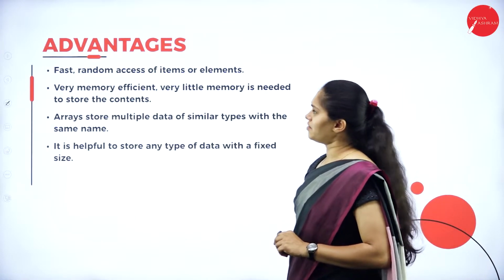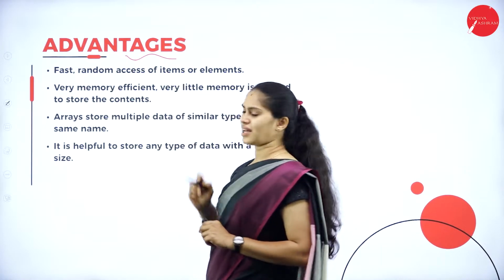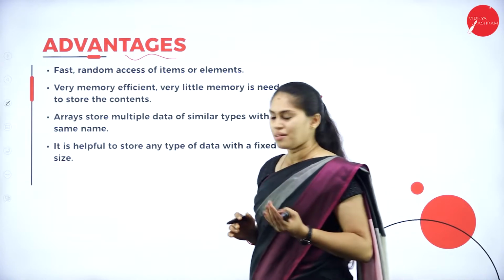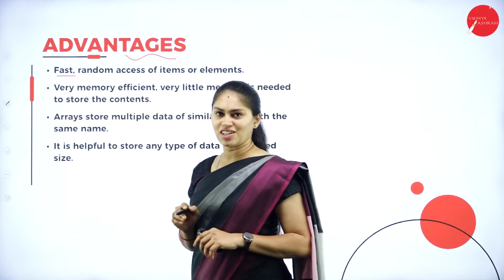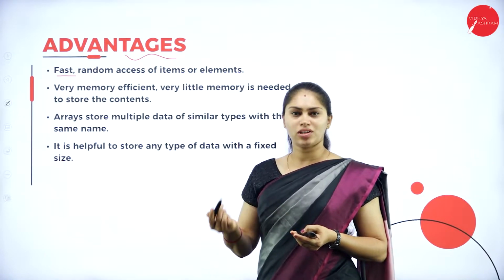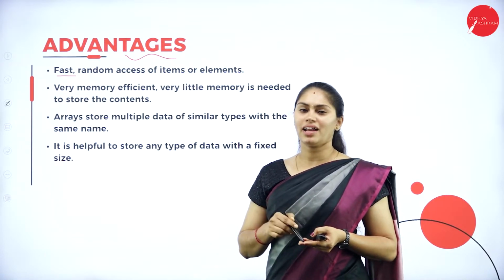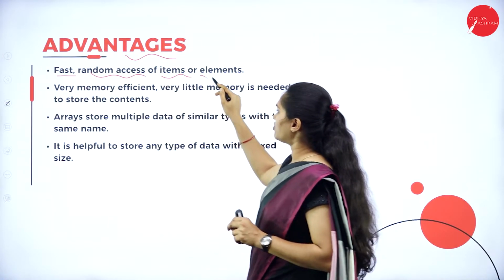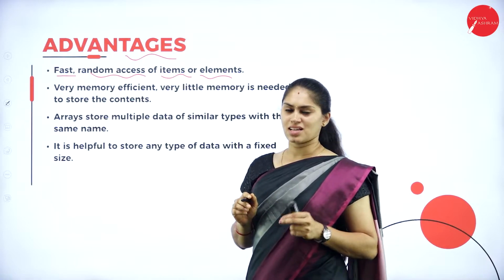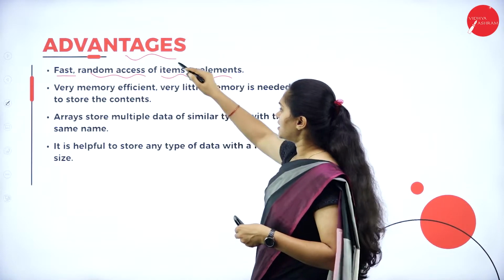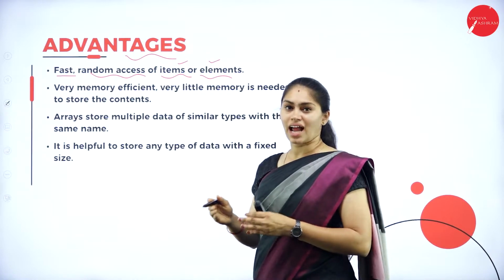Next, we'll see what advantages we can expect from an array, or why we have to use an array. Why? Because it is fast in nature. Whatever accessing, inserting, deleting, or any operation is possible on arrays will be fast in nature. And random access of items or elements: we can pick up the elements, or access the items, in a random manner.